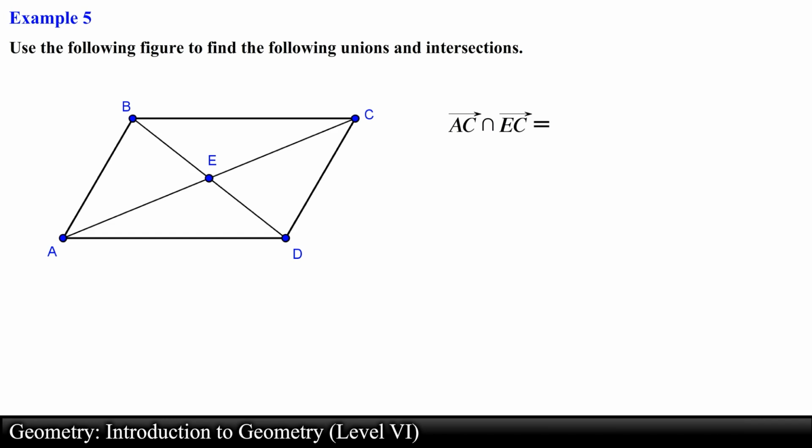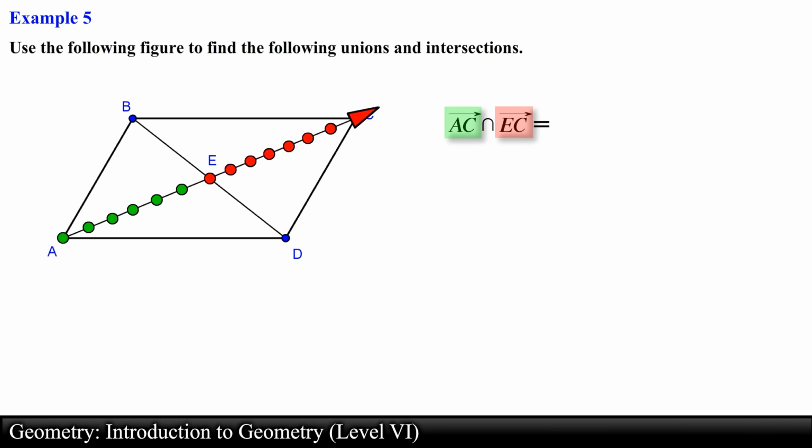Here we need to find the intersection of ray AC and ray EC. Here we have to be careful, since the way we denote rays is going to be key in this problem. The first letter on a ray represents the endpoint, and the second point is in the direction in which the ray infinitely extends towards. The set of all points of ray AC is represented as follows, and the set of points of ray EC is represented as follows.